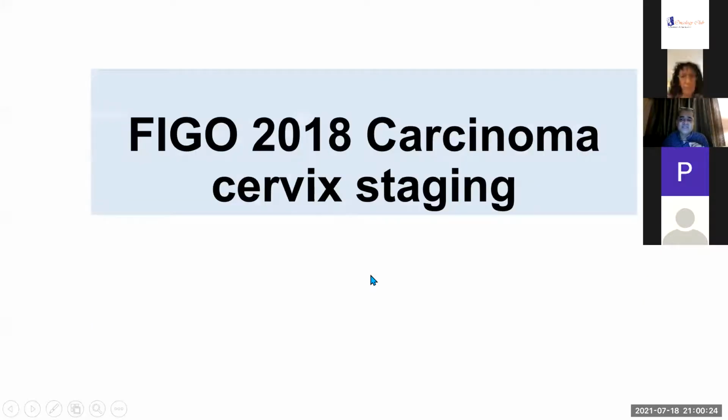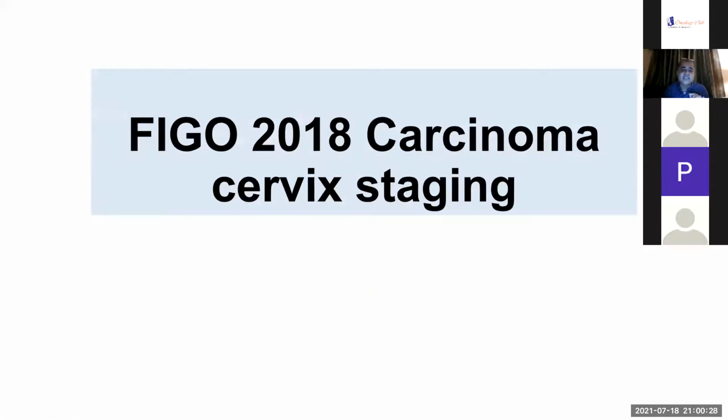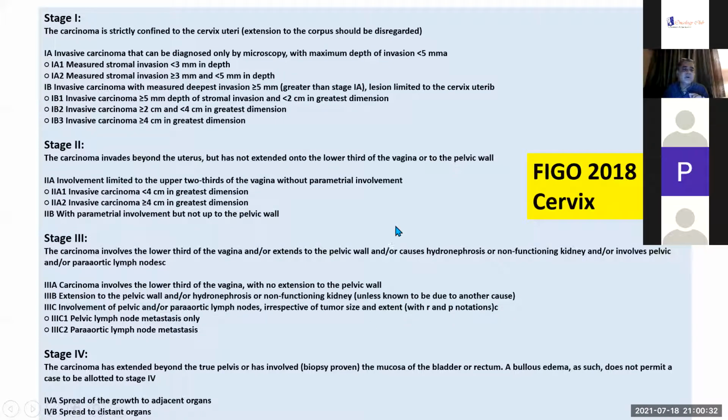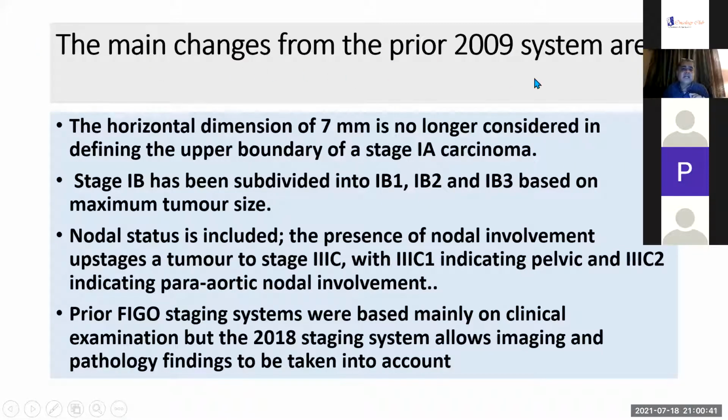So that brings us to the FIGO 2018 cervix staging, which is extremely important. There have been certain changes, and you can see this is a long list. Everybody knows this. You can go back and read the staging of cervical cancer. There have been certain changes, so I will just highlight some main changes which have occurred from 2009.